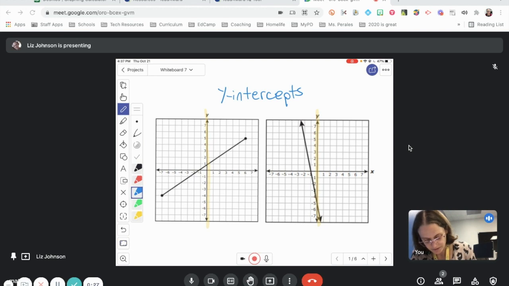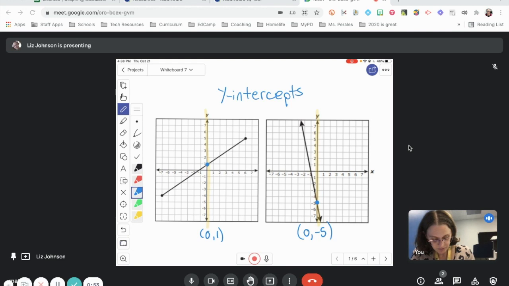Well, let me just draw a dot right there. This one crosses it at that point, and the other one crosses it down here. And of course, we also know the coordinates of those points. This point is (0, 1). So we would say the y-intercept of this graph is 1. On my second line over here, the graph crosses the y-axis at (0, -5). So we would say the y-intercept is -5.